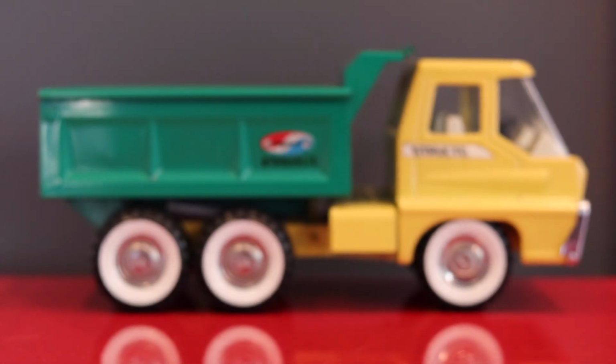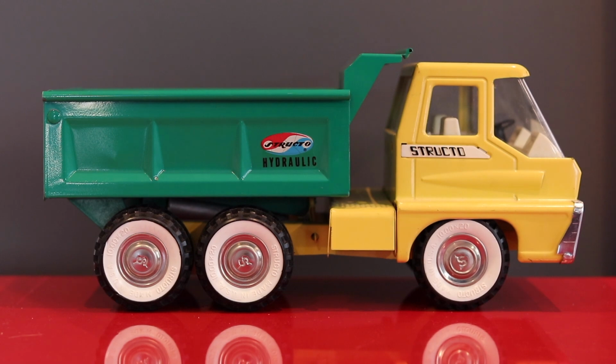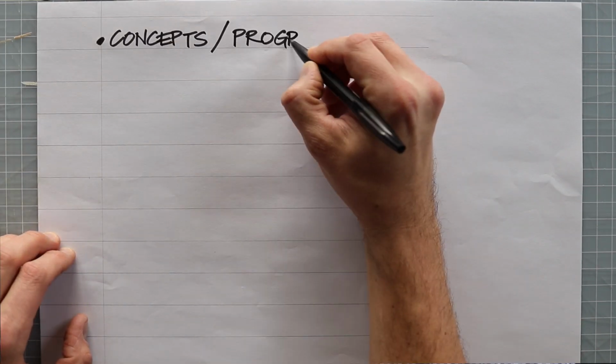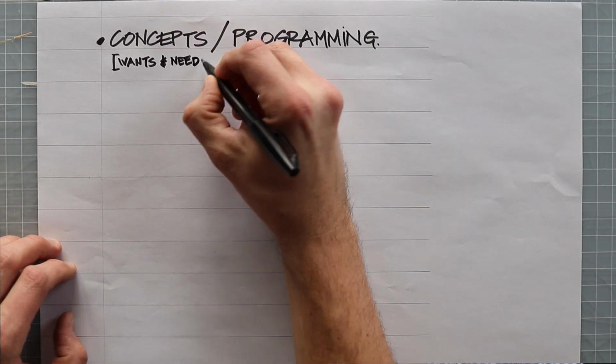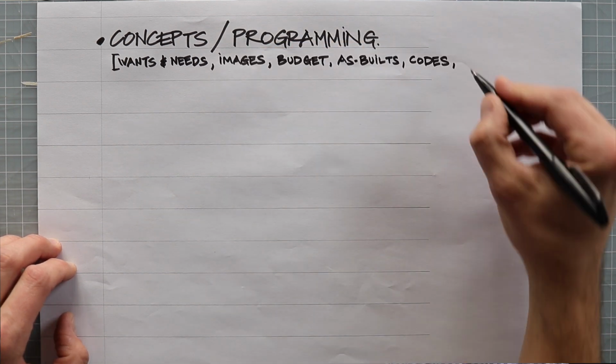You might think of it like this camera lens, where the object is a little fuzzy, but the general concept is there, and as you zoom in, your plan becomes clearer and clearer until finally you see all the details. Every project starts with a concept and programming phase. This is as much gathering information as it is starting to develop the design concept.